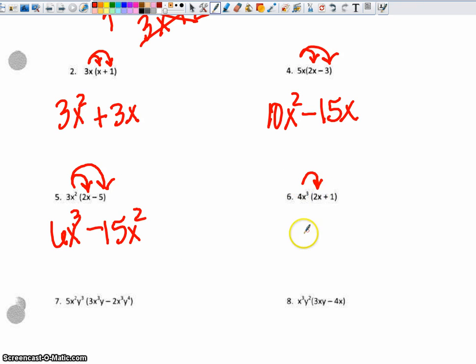4x to the third times 2x. 4 times 2 is 8. Becomes x to the fourth because 3 plus 1 is 4. 4x to the third times 1. 4 times 1 is positive 4, so plus 4. And you just bring the x to the third with you.